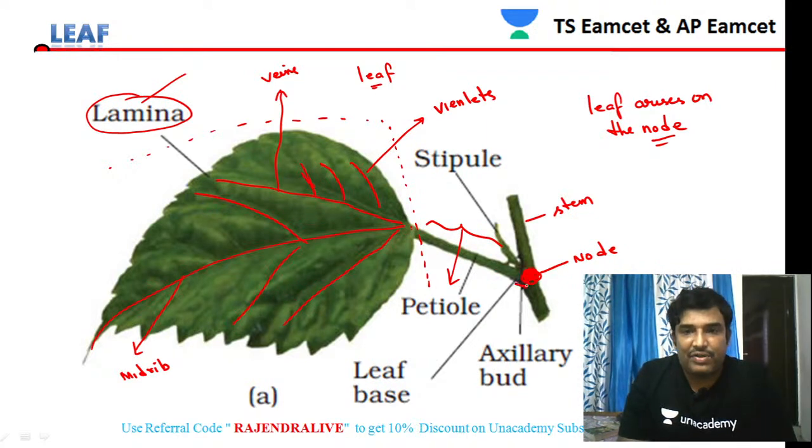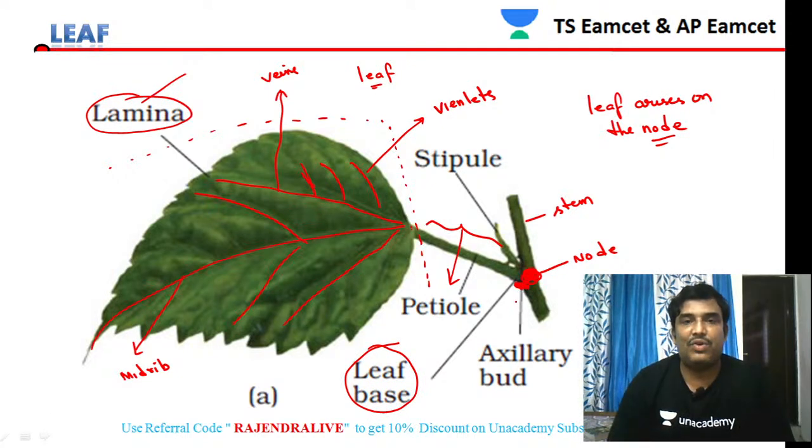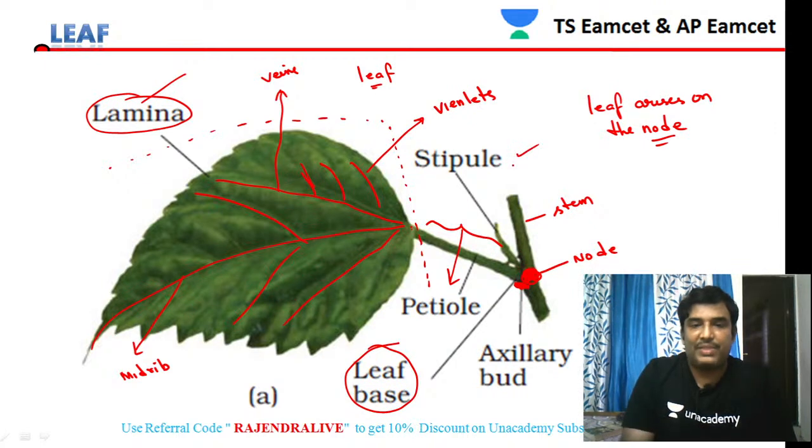Now the part where the petiole is attaching to the stem is called the leaf base. There is an axillary bud also present at that particular node where the leaf is arising. Then there is a pair of stipules also present here, students. So this is the typical structure of the leaf.